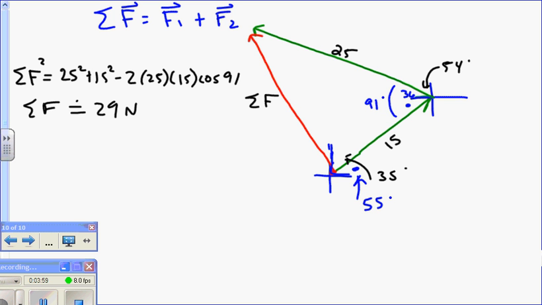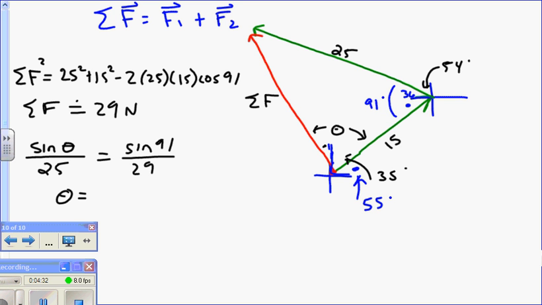Now, the next thing I'm going to need is this angle here. And I'll use sine law to find the full angle, and when I get it, I'm going to subtract 35 to find out how many degrees my net force is west of north. Okay, so ultimately I want this angle right there, but I have to find the full angle first using sine law. So sine of theta over 25 is sine of 91 over 29. And you work that through, and you should do that on your own, but I'll leave it to you to get 59 degrees.